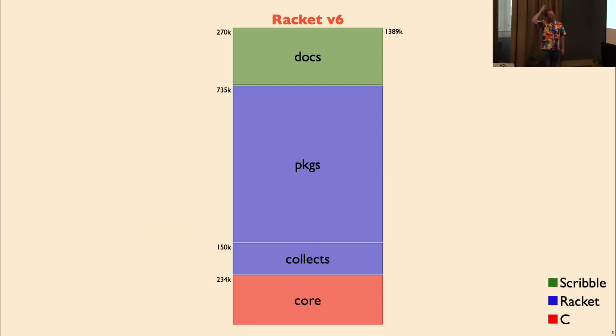Here's what the Racket version 6 distribution looked like. So version 6 would be the one just before right now. There's the core implementation, that's in red. Remember, that's C. Collects, that's the libraries that are part of minimal Racket, the minimal thing you can download and install to get other packages. Then if you get the regular distribution, you've got a bunch of packages. Included in those packages is documentation, which is in a variant of Racket called Scribble. So all of this blue and green stuff, great. What we're going to talk about is the red stuff down here.